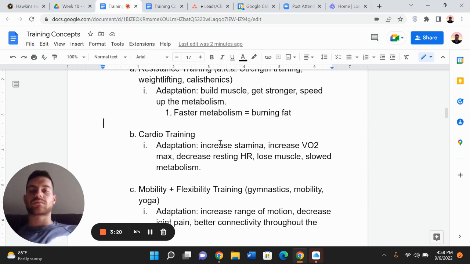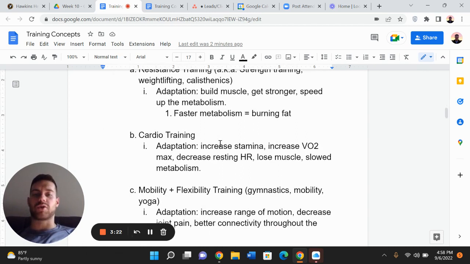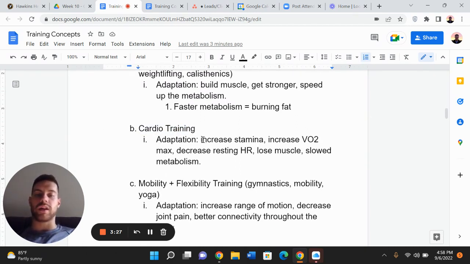All right. The next type of training is cardio training. The adaptation that happens as a result of cardio training is increased stamina, increased VO2 max, a decreased resting heart rate, but you do lose muscle and your metabolism slows. Why? Because the adaptation is to get better at cardio. It is not advantageous to your body to have a lot of muscle because muscle is heavy, right? If you have muscle on your body and you're trying to do this cardio, you're not going to be as effective at that cardio because you're weighed down by the muscle.